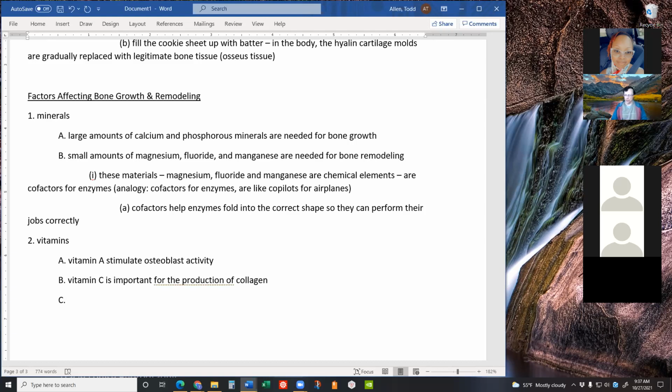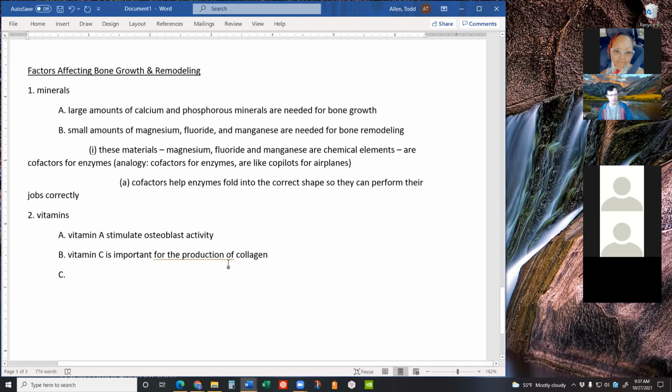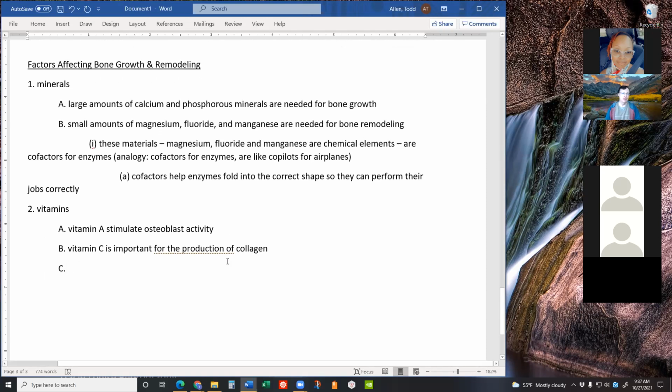Vitamin D, as you know, is important for the absorption of calcium from food. This is going to be a major talking point of our lecture next week. But for right now, we'll just list this down. Vitamin D is important for the absorption of calcium from food.